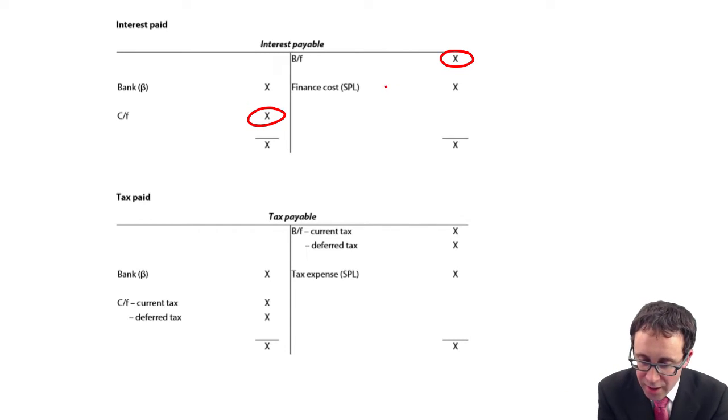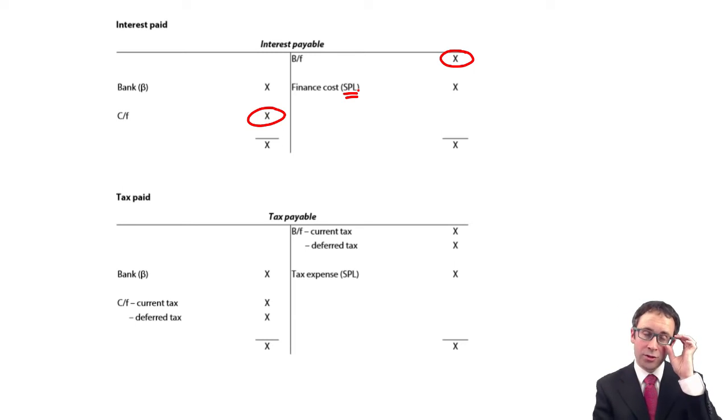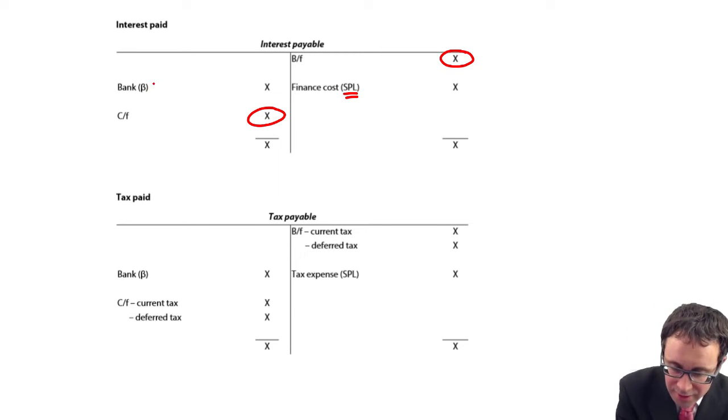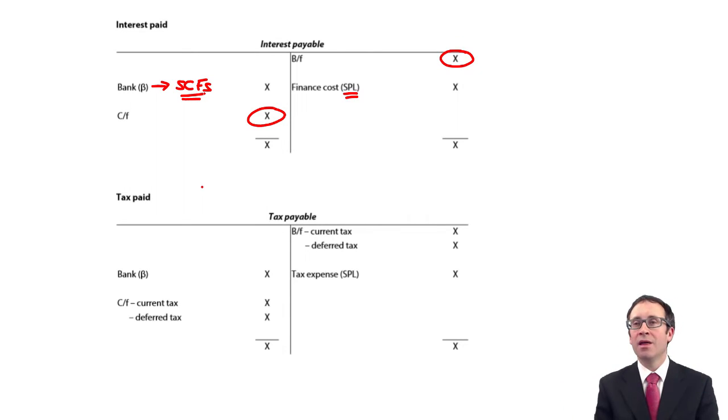You've got that finance cost from your statement of profit or loss. So you debit the finance cost in the statement of profit or loss and credit your interest payable. The balancing figure is to the bank, and that's what then appears within your statement of cash flows, because you credited bank, debited that liability. The cash payment has reduced the liability.